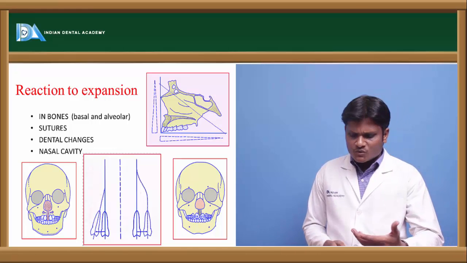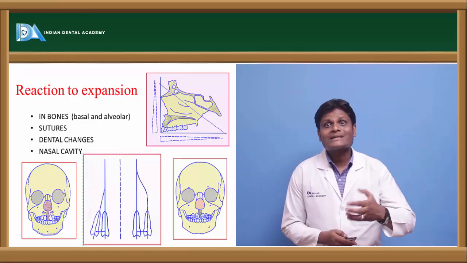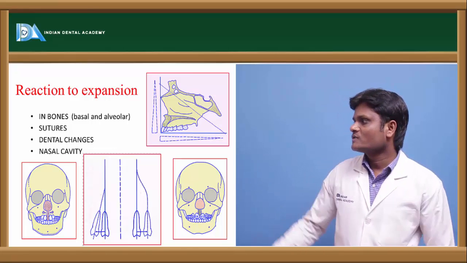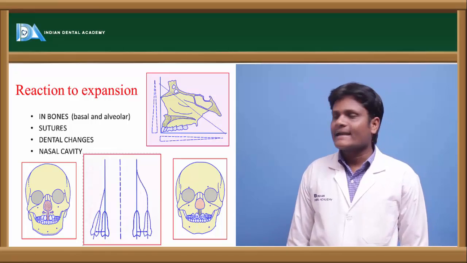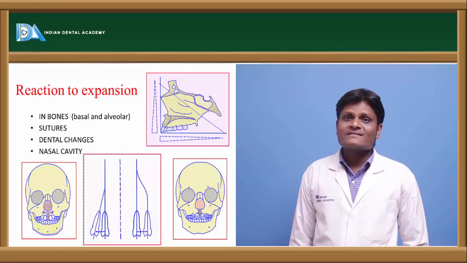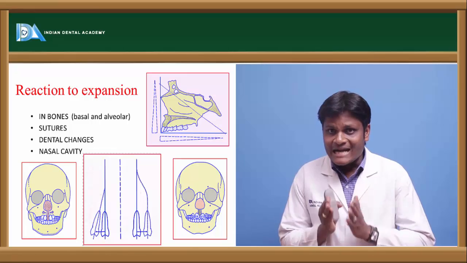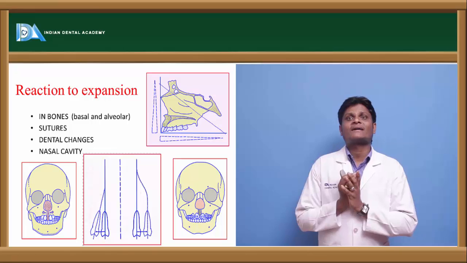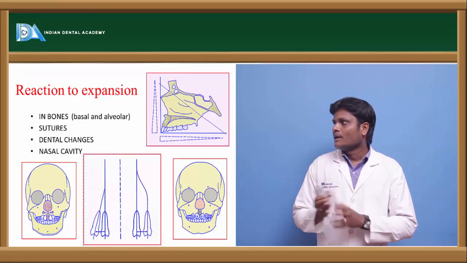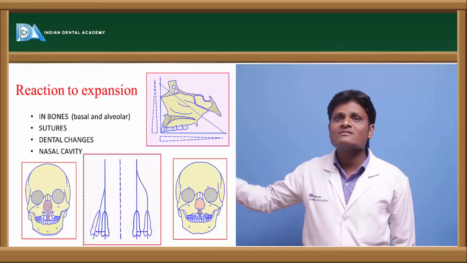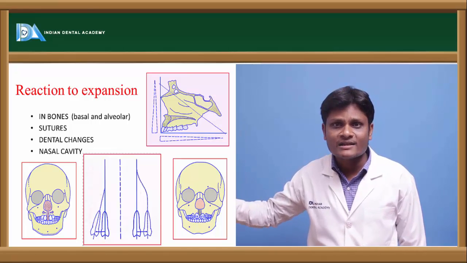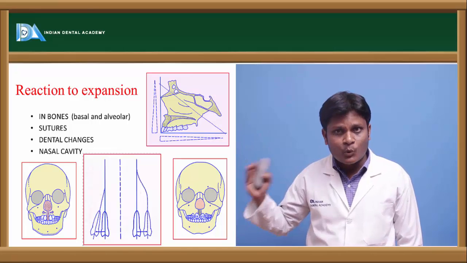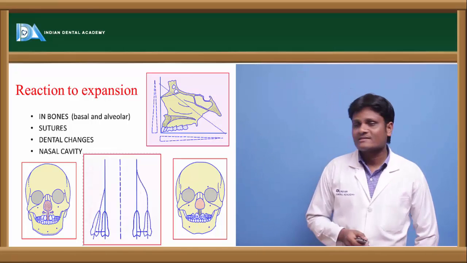Now, in response to the rapid maxillary expansion, what are the effects in different structures of the craniofacial skeleton? Let us look into those things. In the bones, the basal and alveolar bones, we can see bending of the alveolar bone and splitting of the mid-palatal suture of the maxilla and pressure in the circummaxillary sutures also. And we can also see a change in the inclination of the maxillary teeth, which are used as anchor units, as a result of alveolar bone bending due to rapid maxillary expansion.